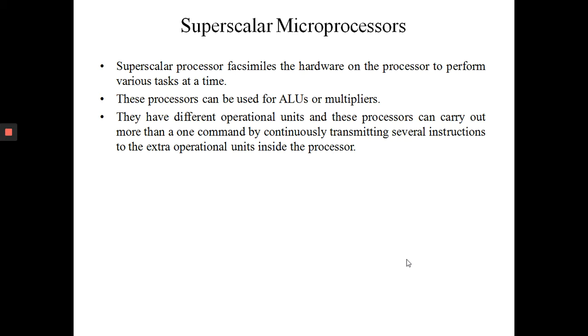Superscalar microprocessors. Superscalar processors specify the hardware on the processor to perform multiple tasks at a time. These processors can be used for ALUs or multipliers. They have different units, and these processors can carry out one command by continuously transferring several instructions to the extra operational units inside the processor.